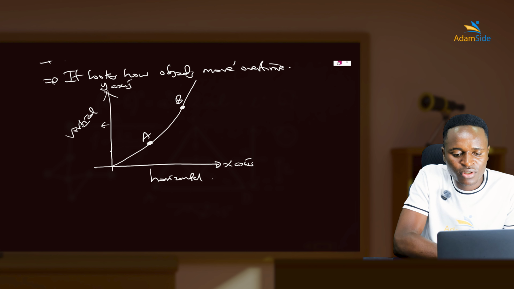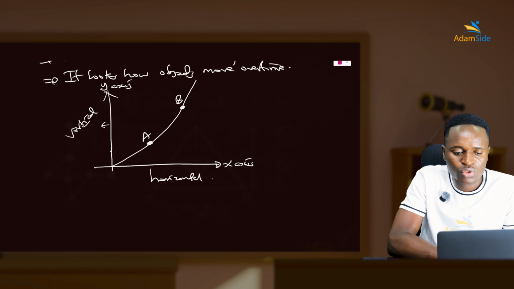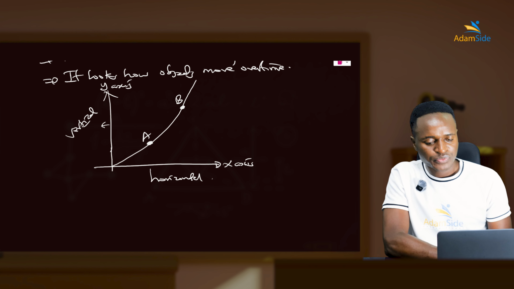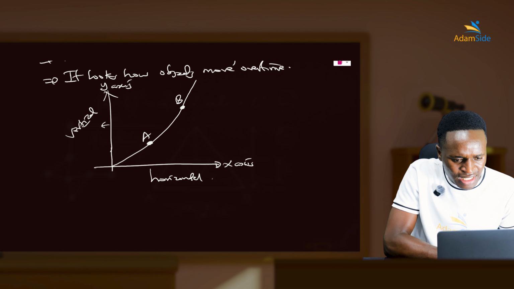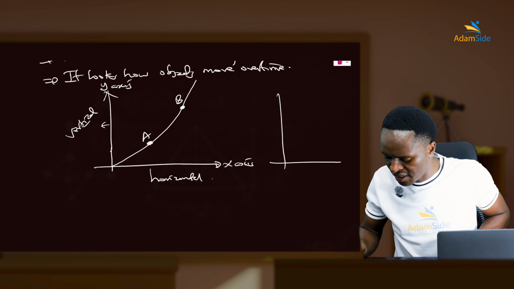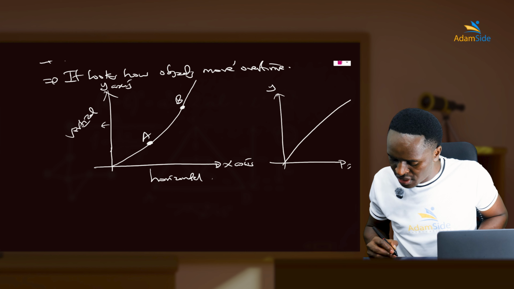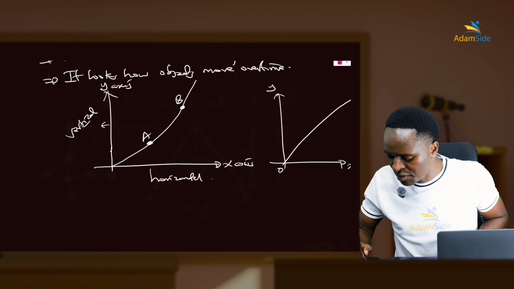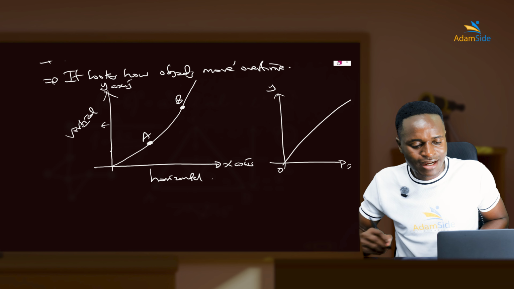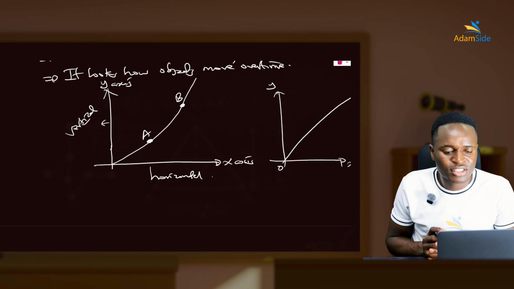A positive gradient shows positive acceleration, which means speeding up, and a negative gradient shows negative acceleration, which means slowing down. This is called deceleration. A straight line shows constant acceleration. For example, a line on the x and y axes that passes through the origin shows constant acceleration, like there's no change. And a curve shows changing acceleration.